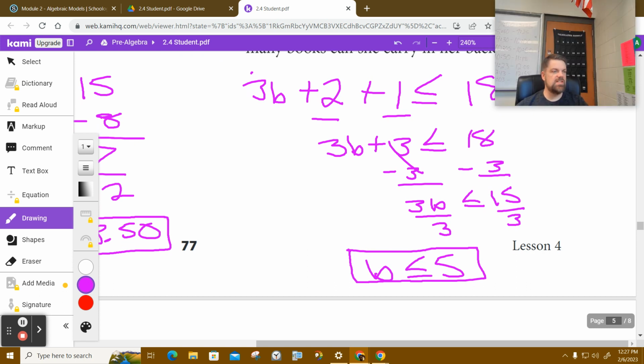b is less than or equal to 5. Are there any questions on that? All right, so what I'd like for you guys to do is to try to do problem number 7 on your own.